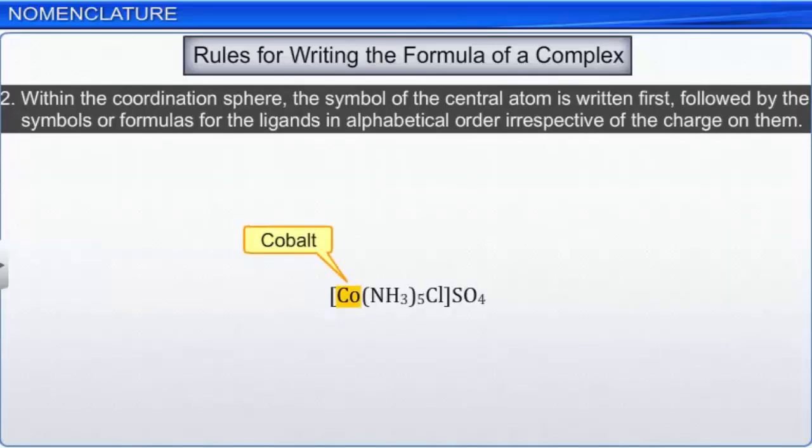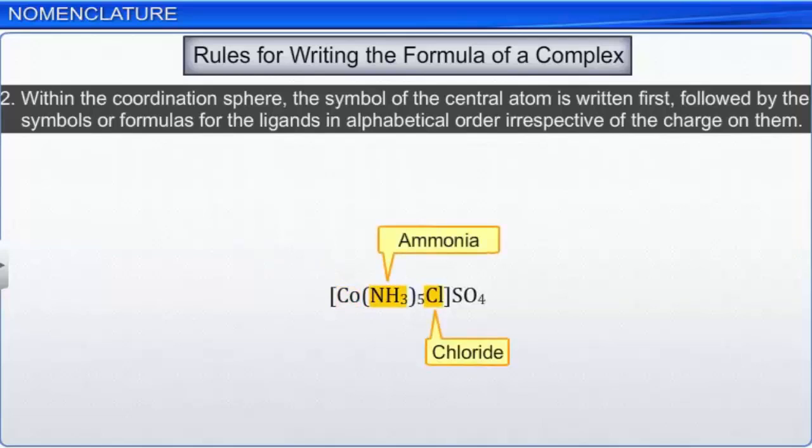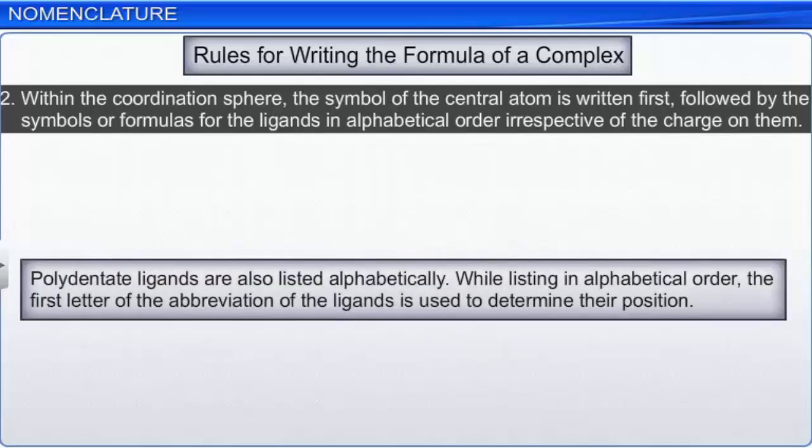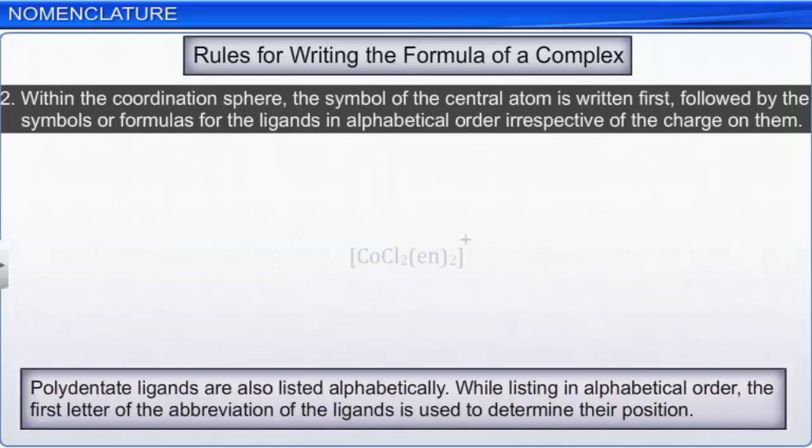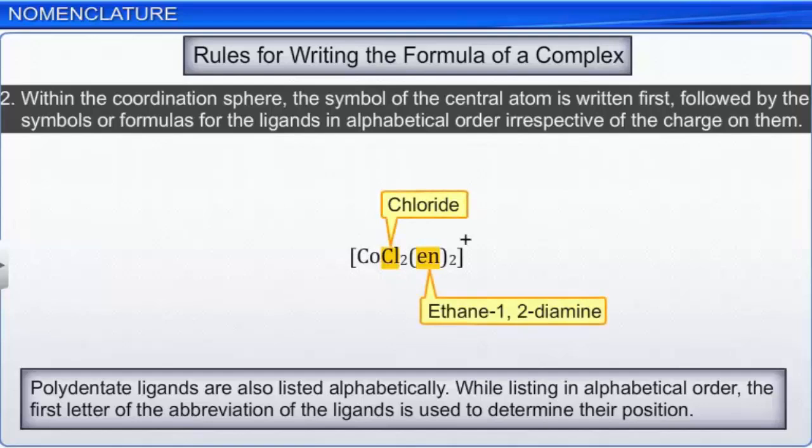Polydentate ligands are also listed alphabetically. While listing in alphabetical order, the first letter of the abbreviation of the ligands is used to determine their position. For example, if a complex contains chloride and ethane 1,2-diamine, which is abbreviated as en, then in alphabetical order, chloride is written first, followed by ethane 1,2-diamine.